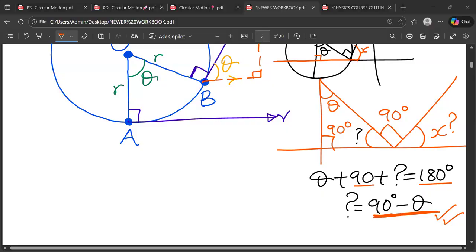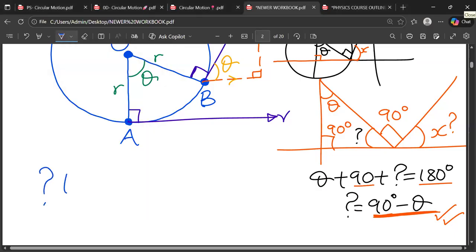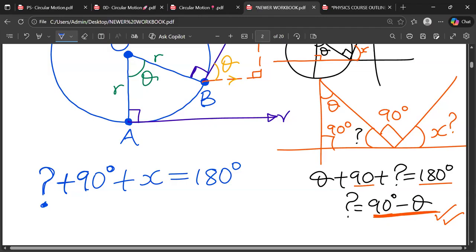Okay, yes. Now, do you also realize angles on a straight line? When I get theta and add 90, so when I get our question mark and I add 90 degrees and also add the x I'm looking for, I'm also supposed to get 180 because those are angles on a straight line. Is this statement right?